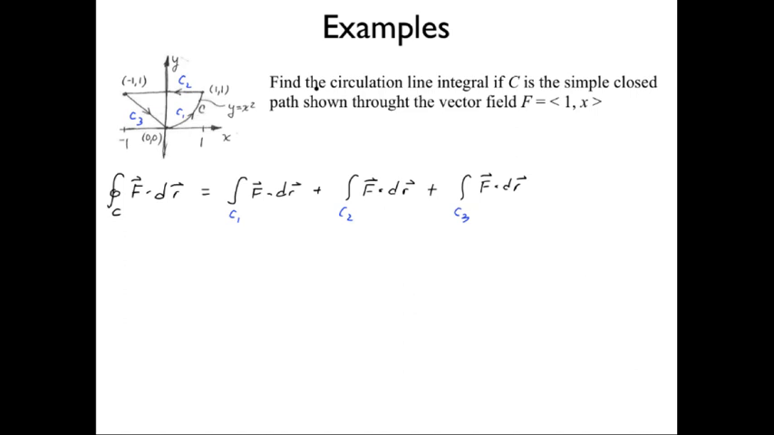So you need to find the value of this. It does not say you have to do this. It just says you need to find the value of the circulation integral around this path. So this equals this, but the problem does not say that you have to add up these 3 line integrals to do it. It's just find the value of this.